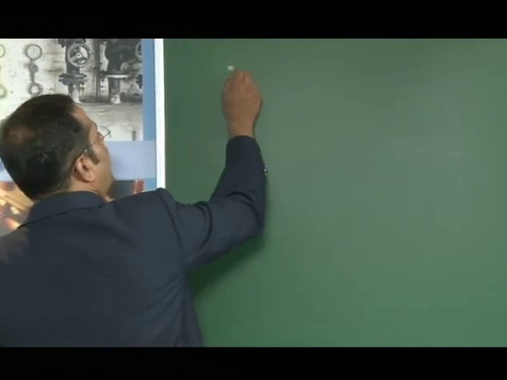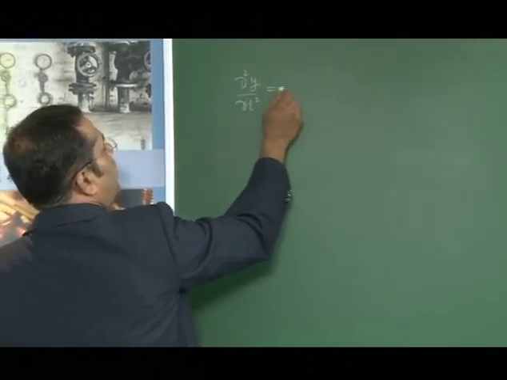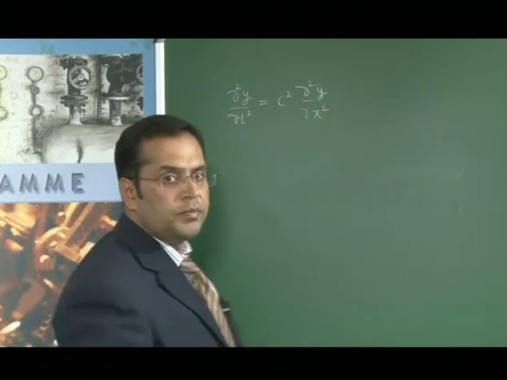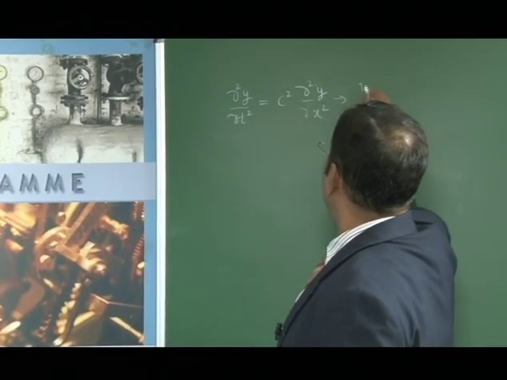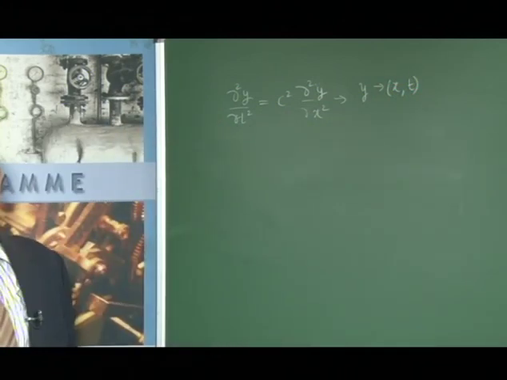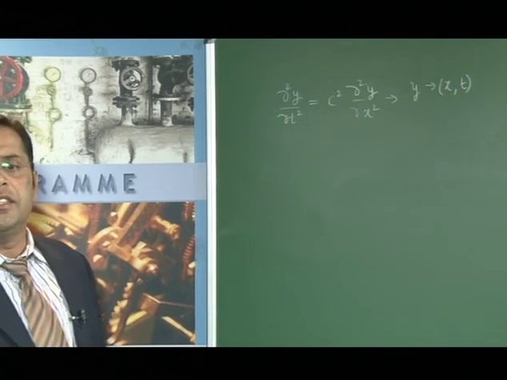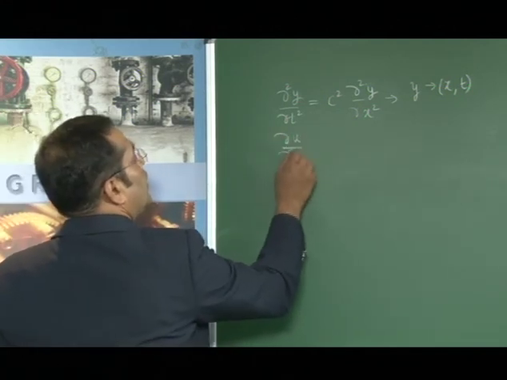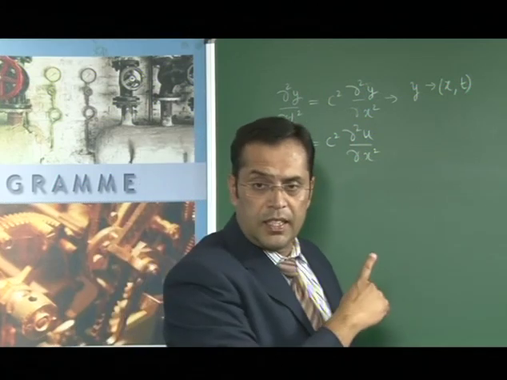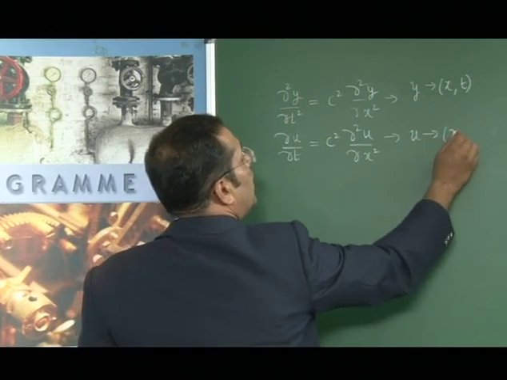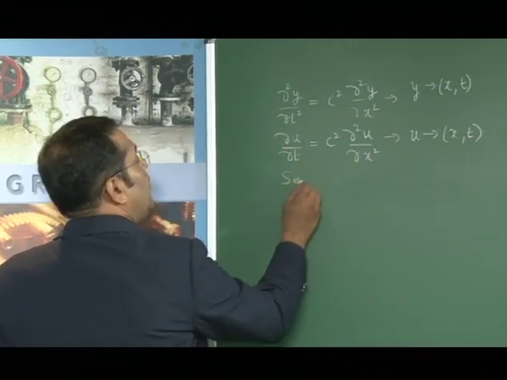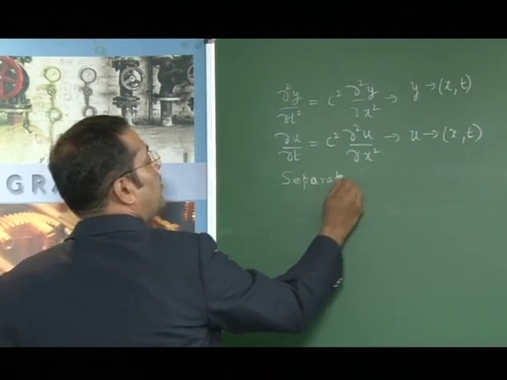Now, let me remind you again, the wave equation was derived as dou square y by dou t square equal to c square into dou square y by dou x square. In this equation, observe that y is the dependent variable which is dependent on x and t. Y depends on x and t. And now, you have derived the heat equation, which is dou u by dou t equal to c square dou square u by dou x square. In this heat equation, u is the dependent variable dependent on x and t, and to solve these equations, we use a method called the separation of variables.